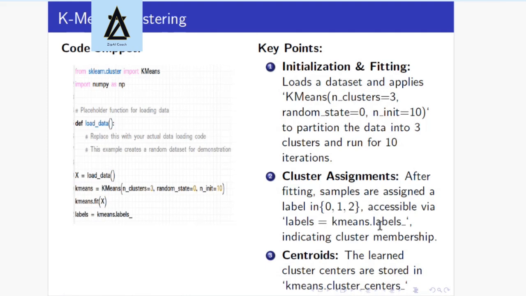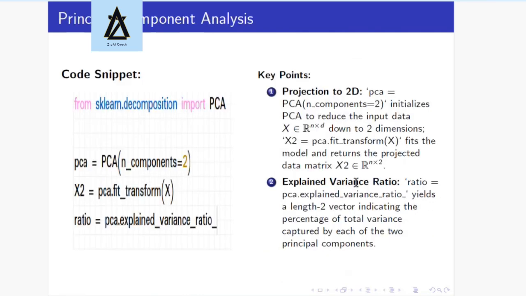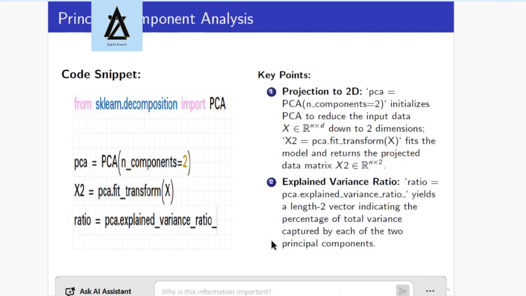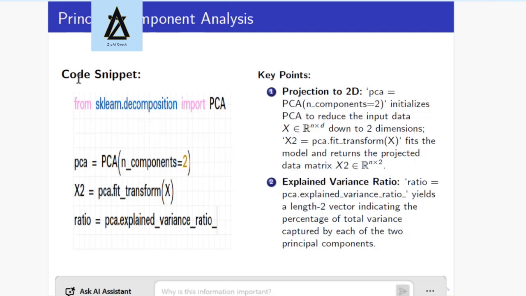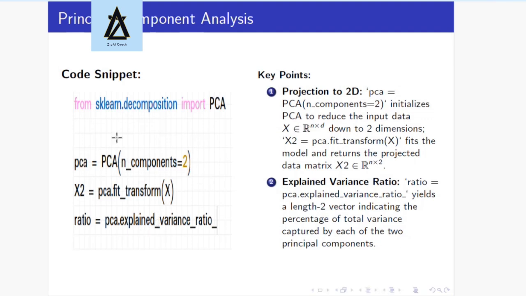All you need is to first understand the machine learning technique and then go through these steps. Writing code is very easy. Then comes principal component analysis. Here the key points are to define the 2D matrices, initialize PCA, reduce down to 2 dimensions, and then the variance ratio. This is the code snippet which you can run.